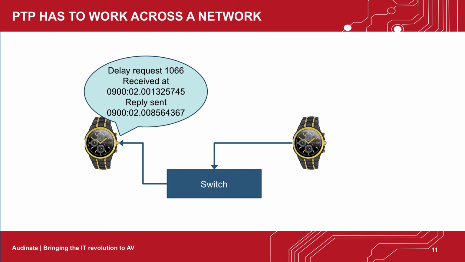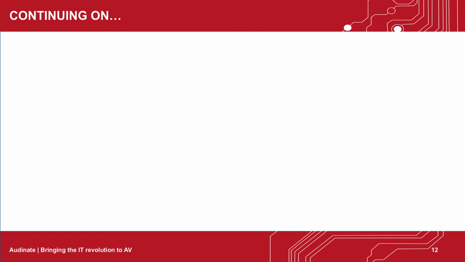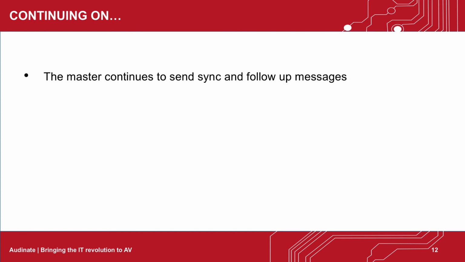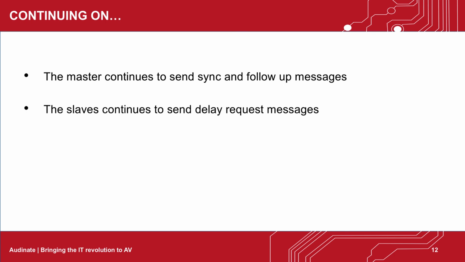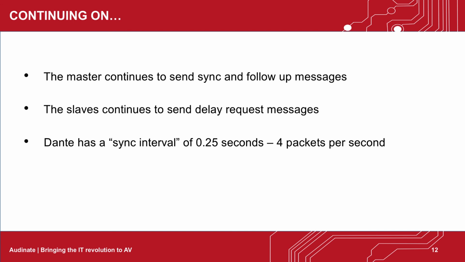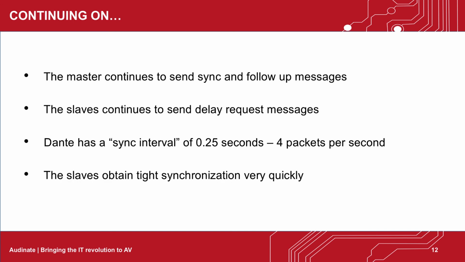The slave then has a good idea of what the delay caused by the network was, and it can use this information along with the sync packets to predict how much it should pull its local timepiece to stay aligned. The master continues to send sync and follow-up messages. The slave continues to send delay request messages. Dante has a sync interval of 0.25 seconds, that is 4 packets per second. The slaves obtain tight synchronization very quickly.